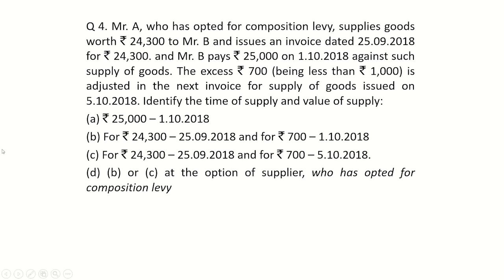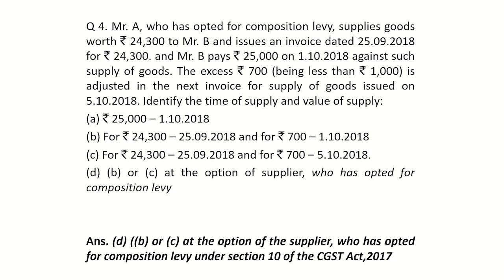Since you read in this question that Mr. A is covered under composition scheme, hence the answer in this case would be that he is eligible for either option B or option C, that is 24,300 as on the date of issue of invoice, and 700 either as on the date of receipt of payment or as on the date of supply of goods in the next invoice.